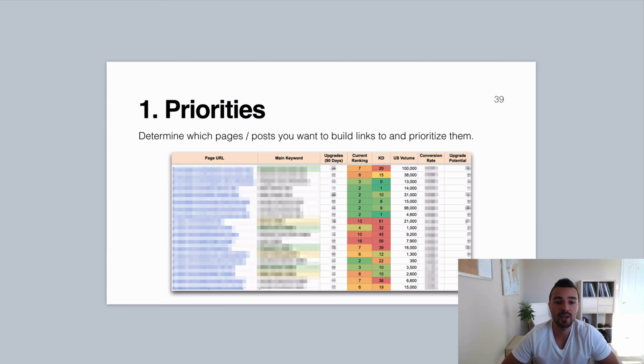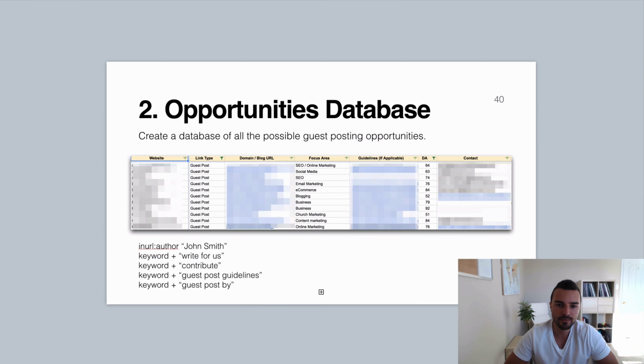In the priorities tab, you basically want to determine which pages and posts you want to build links to and prioritize them. What we did is we looked at what we were currently ranking, what the keyword difficulty was, what the volume for that search term was, and what our conversion rates were for the existing pages. Then we started prioritizing which pages would give us the biggest boost initially if we built links to them. Once we built up the ranking for that page, we would move on to the next one.